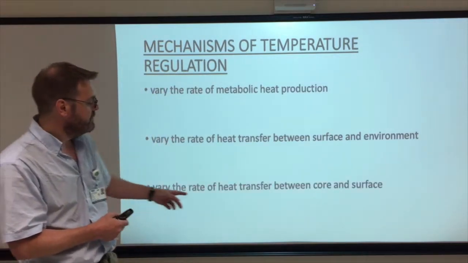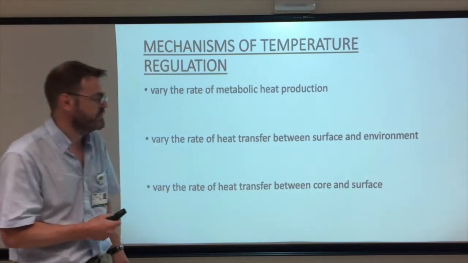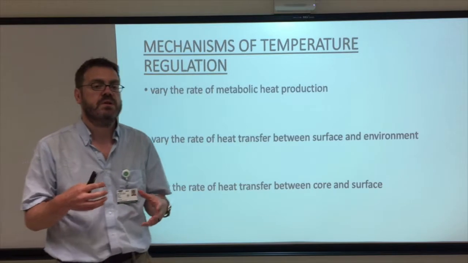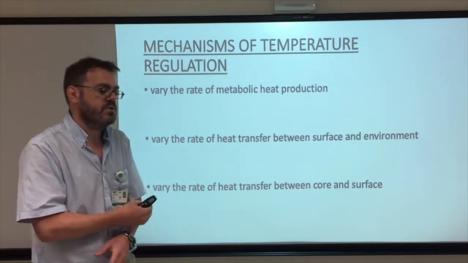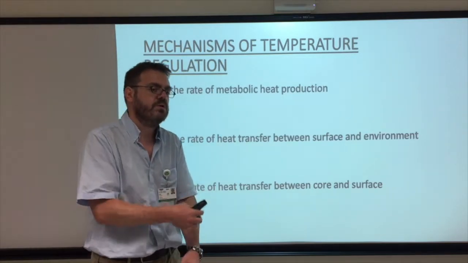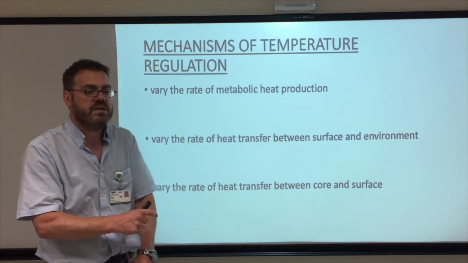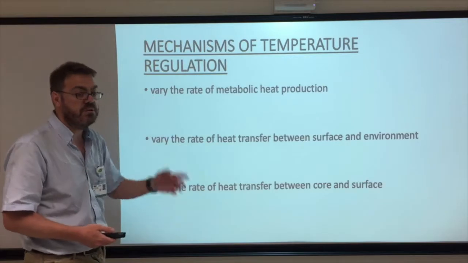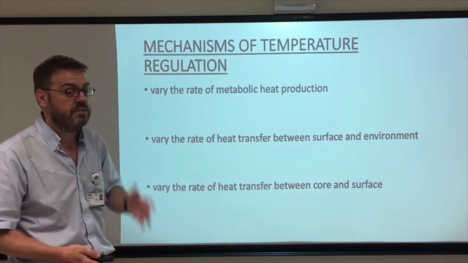And then you can vary the rate of heat transfer between the core and the surface, and this is changing the circulation either closer to the skin so you lose more heat, or further away so you have this insulating layer that prevents heat loss. And these are the three main ways that you will regulate your heat.